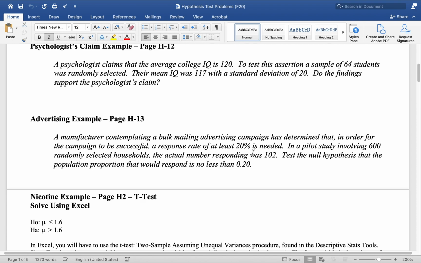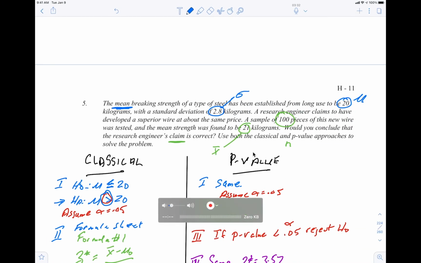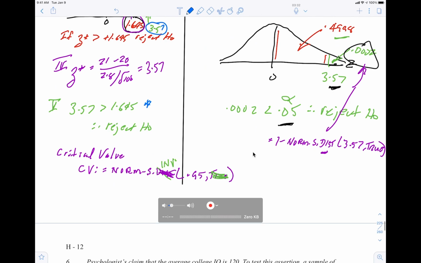Manufacturer contemplating a bulk advertising campaign is determined that in order for the campaign to be successful, a response rate of at least 20% is needed. Let's say that's the standard that they have to meet. So that's going to be your null hypothesis. A pilot study is taken and we get 102 out of 600 and test the null hypothesis. So we did that by hand over here.